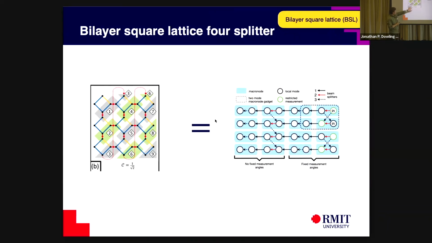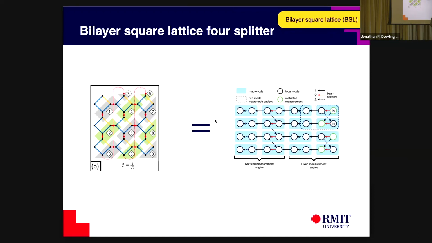So what this work has done is taken these cluster states, which are thought of in that 2-mode macronode way. This is a macronode, this is a macronode. And I've changed it to the other way, where I've got these macronode wires connected by beam splitters. And so this is the same thing as before, but the beam splitters are just in a different order.